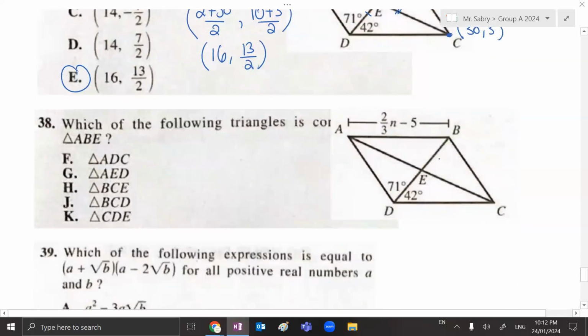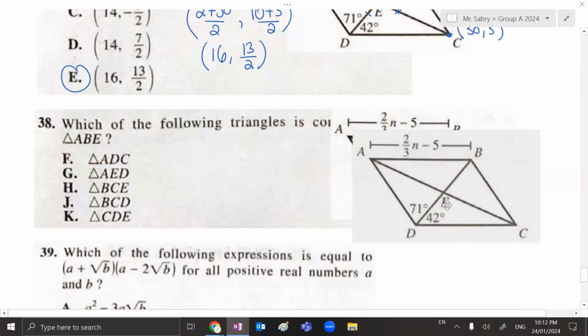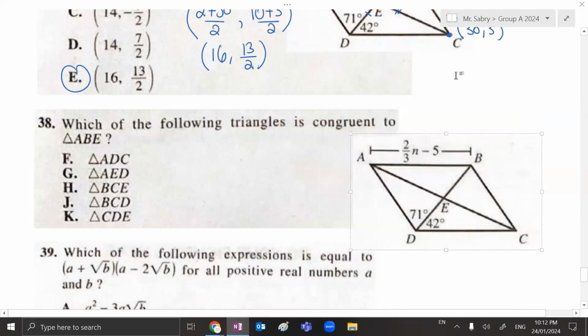Which of the following triangles is congruent to triangle ABE? So here's triangle ABE. Congruent means they're exactly equal. Is it ADC? So let's check ADC. It's that big triangle, and it's clearly not, because it's much bigger than the other one. So no, it's not that.